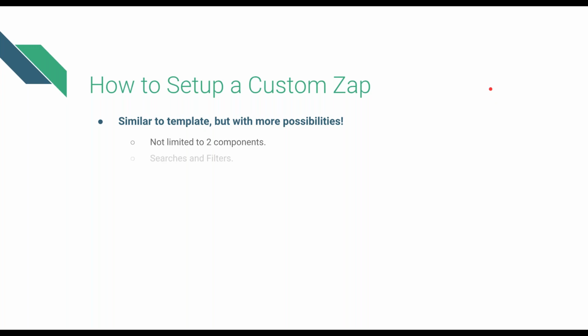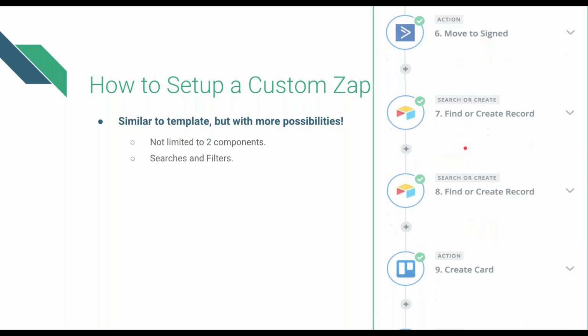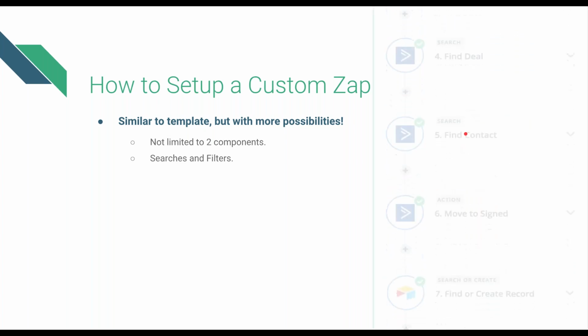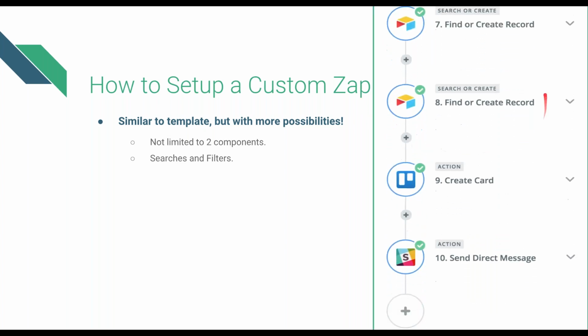It's not limited to 2 components. You can include a search step where you can go find a specific email address to make sure it's not a duplicate. You can include a filter step so that you only add hot leads to the CRM instead of the ones that aren't as good, things like that. You can see there are a bunch of options that come in and help you see what's there.